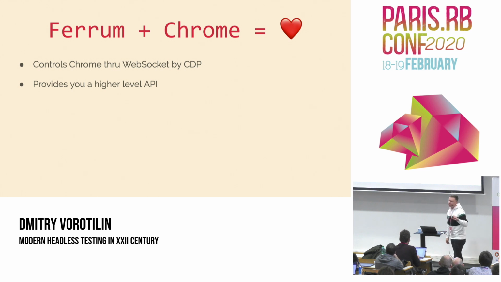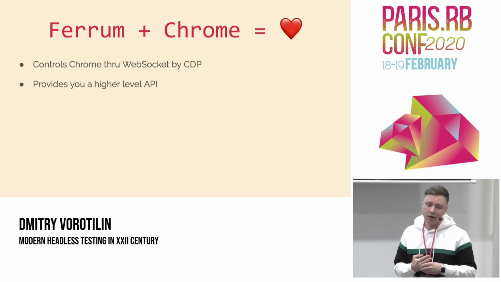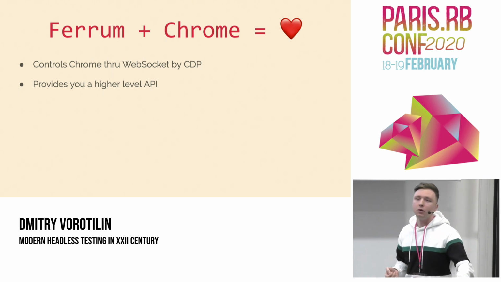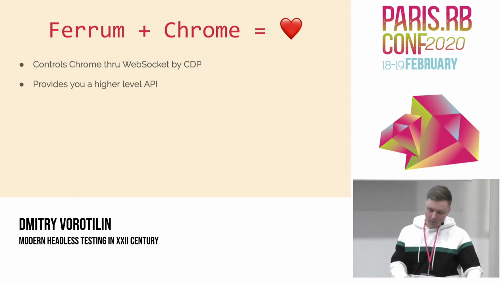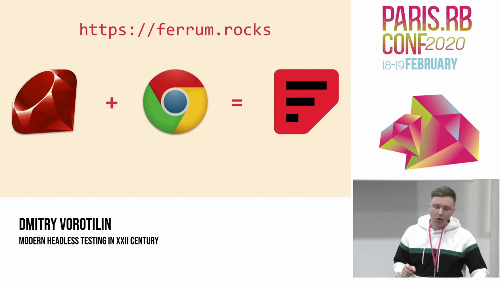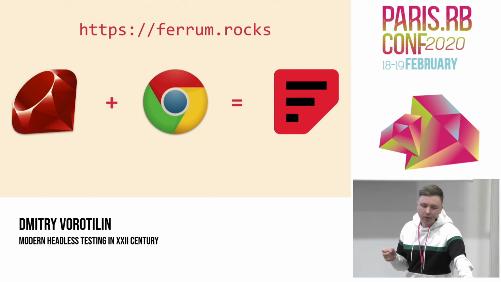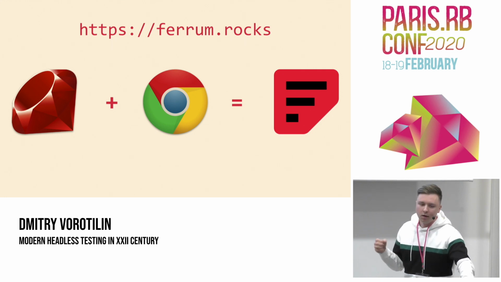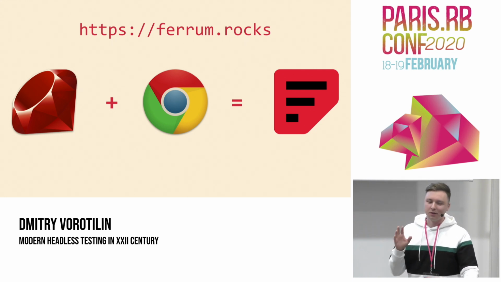So enough of CDP, let's switch to the Ruby world. Ferrum is a Ruby gem that controls Chrome through the WebSocket by the CDP protocol and provides you a higher level API. There is no additional software required. Just blend half Ruby, half Chrome, and you'll get Ferrum. This is an exciting mix, no addiction.